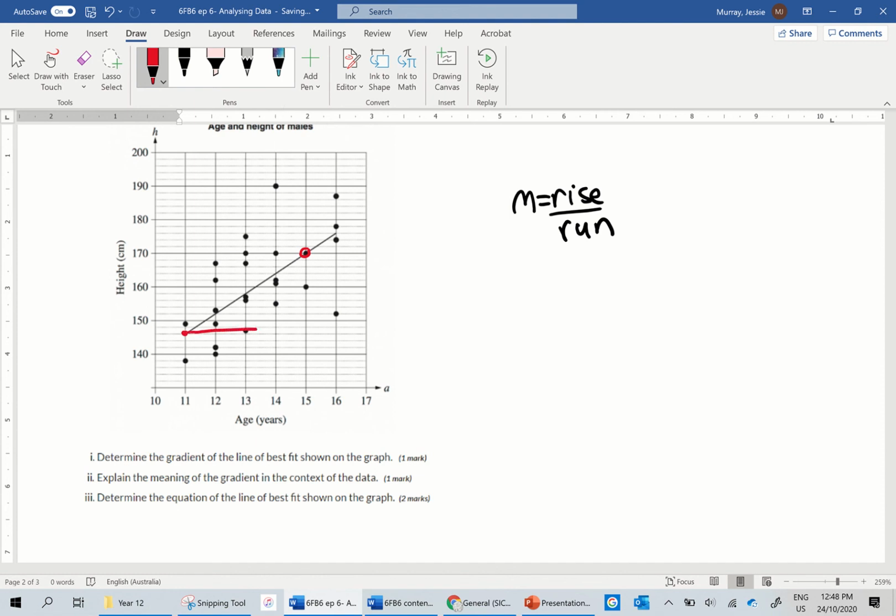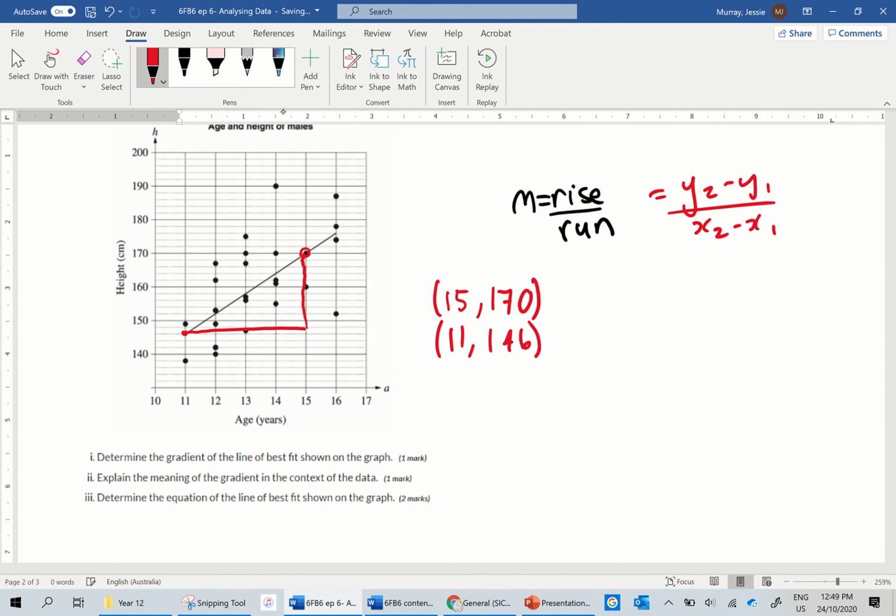So here's my triangle. The other one I wanted to remind you of is if you get given 2 points, you can also use this formula for your gradient. Okay, so I'll show you how you could use this here. The first point I know it goes through is 15, 170. And the second point over here I've said is 11. And then what are these going up by? 2, 4, 6, 8 twos. So 140, 2, 4, 6. So there's my 2 points.